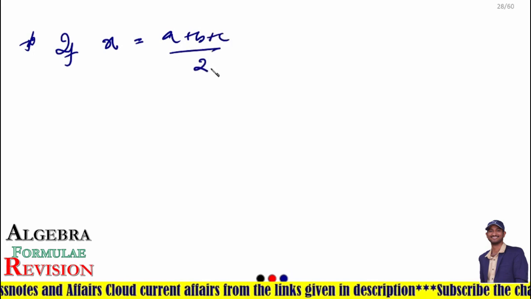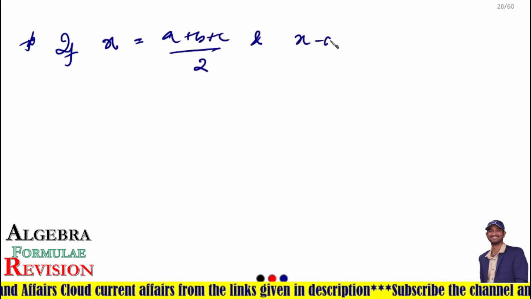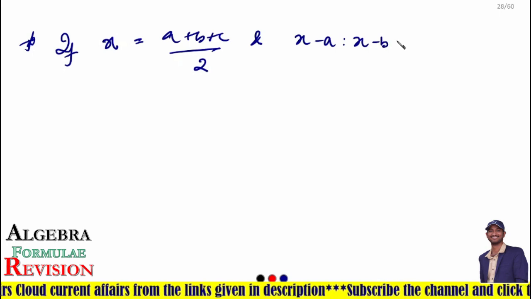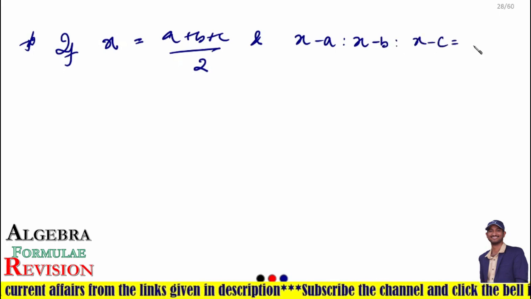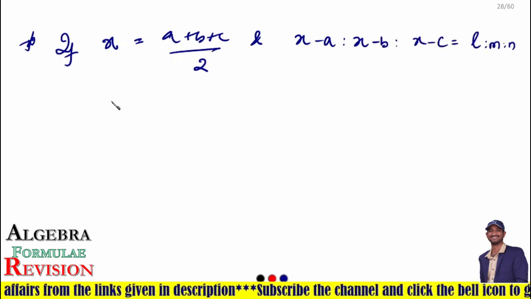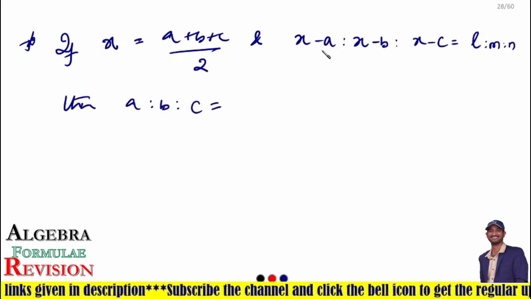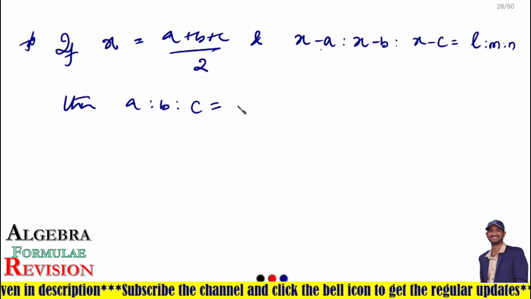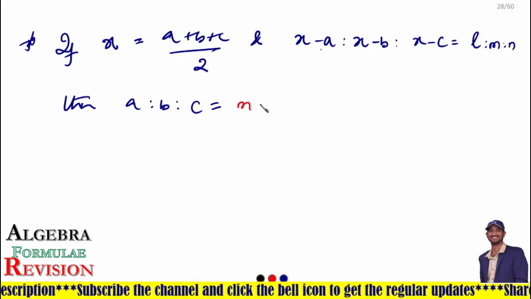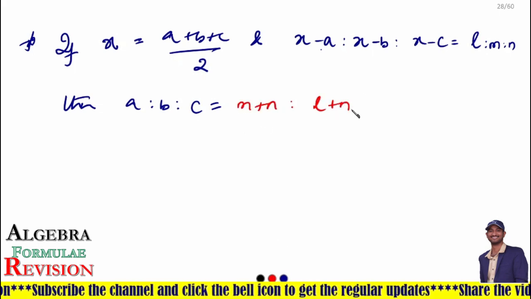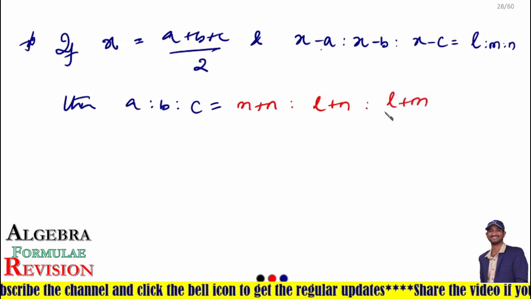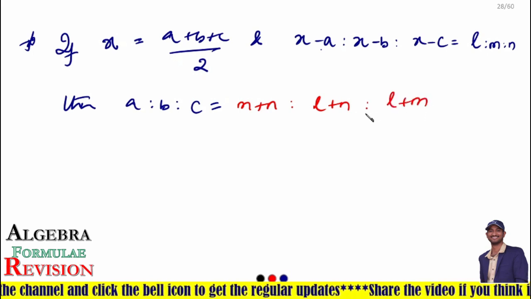Next formula is, if x is equal to (a plus b plus c) by 2 and (x minus a) : (x minus b) : (x minus c) is equal to L : m : n, then a : b : c is equal to, a means you have to take these two values, (m plus n) : (L plus n) : (L plus m). Very, very, very important thing.